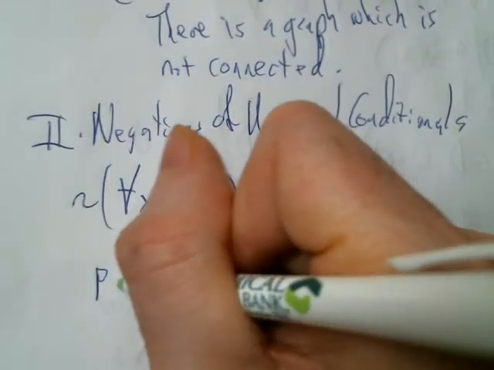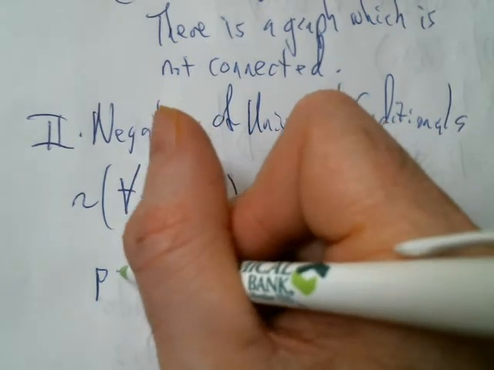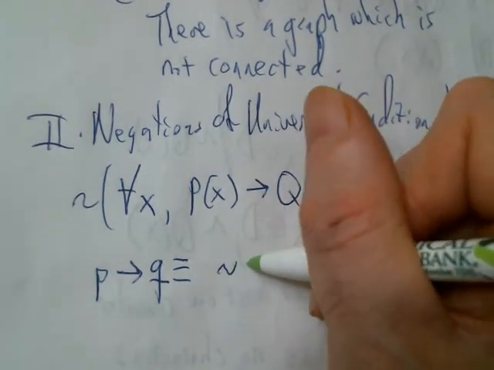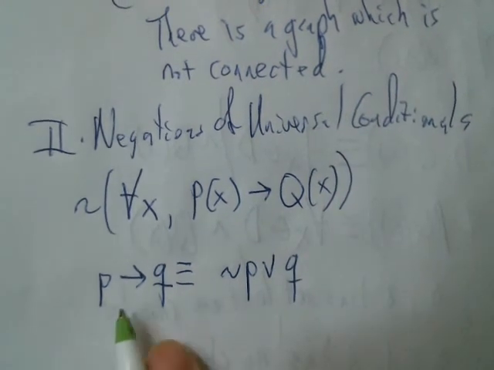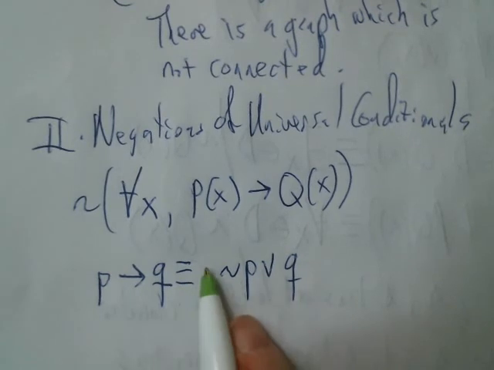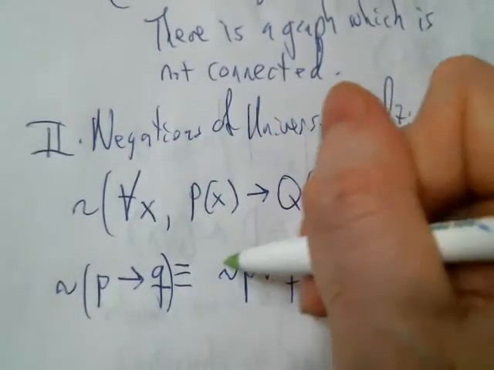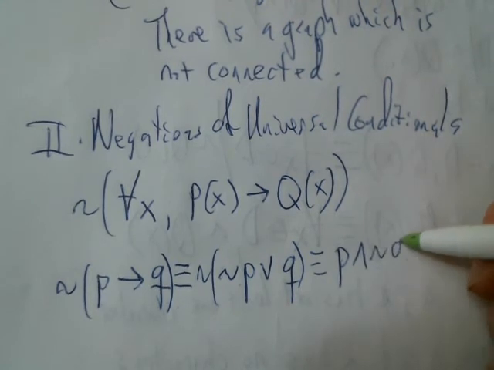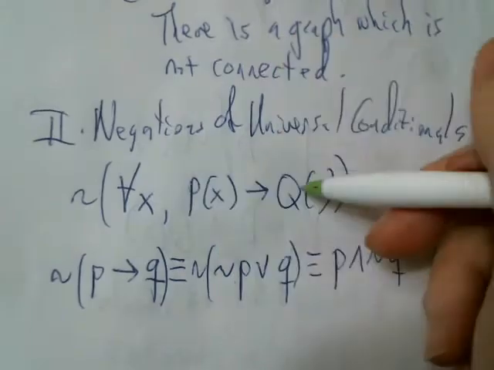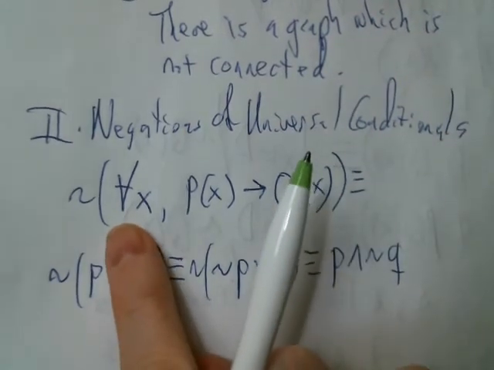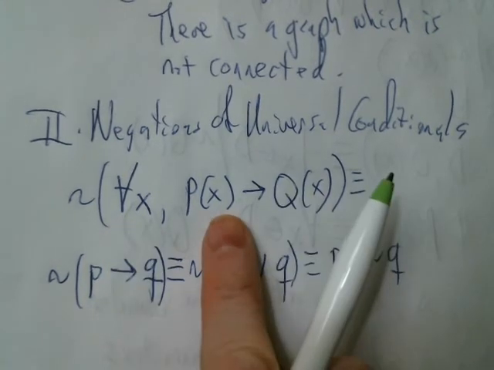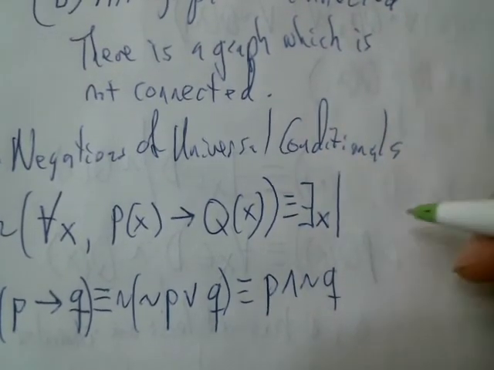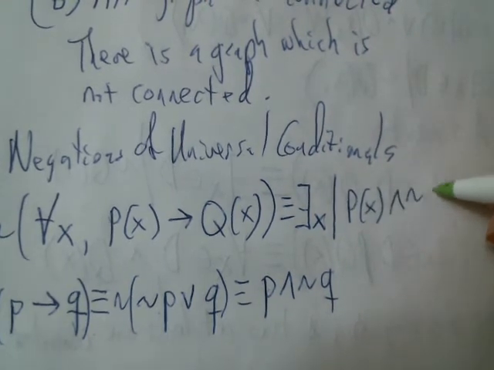So recall, if you don't get to work on time, then you're fired, right? That's equivalent to saying either you get to work on time or you're fired. Those are equivalent statements. So I need to negate them. Basically it's De Morgan's. So this will turn into P and not Q. So to negate this, we flip the universal to existential and turn the conditional into a conjunction. So this will be there exists an x such that p of x is true and not q of x.